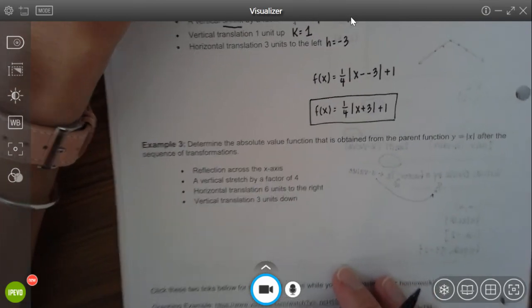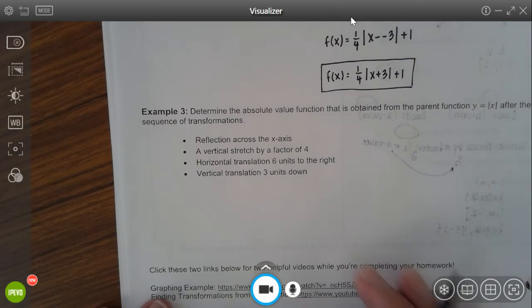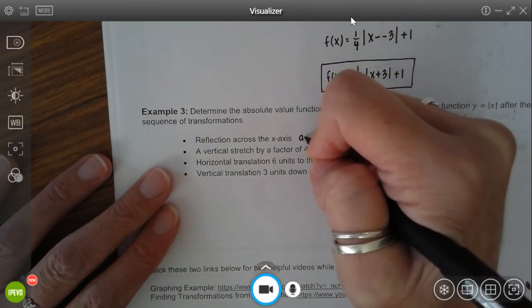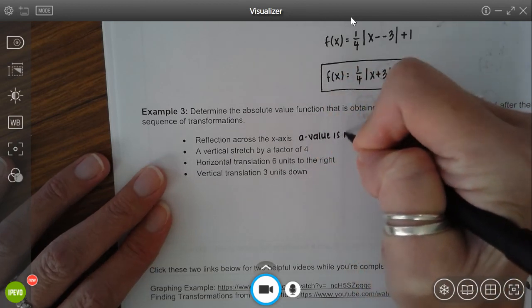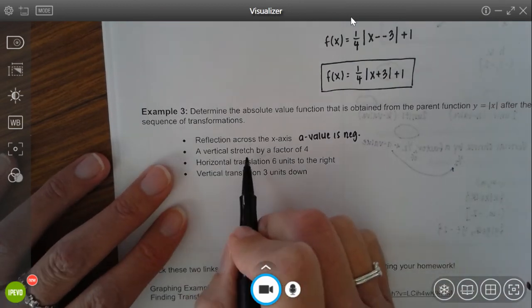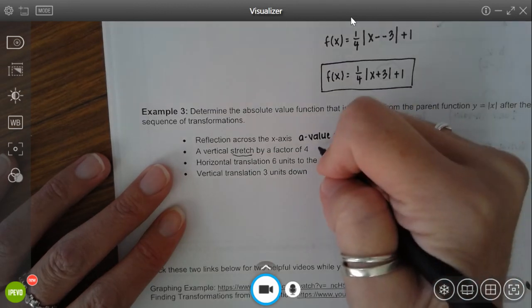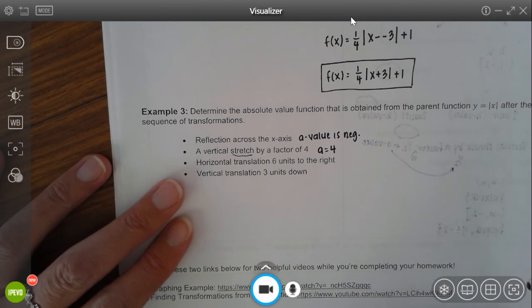So we'll just go over one more quickly here. So we got some different pieces of information, same idea though. So here we're reflecting across the x-axis. So we were talking about that in the last problem. So this is telling us that the a value here is negative. I'm containing a vertical stretch by a factor of 4. So stretch or shrink again has to do with the a value. So that must mean that my a value is equal to 4.